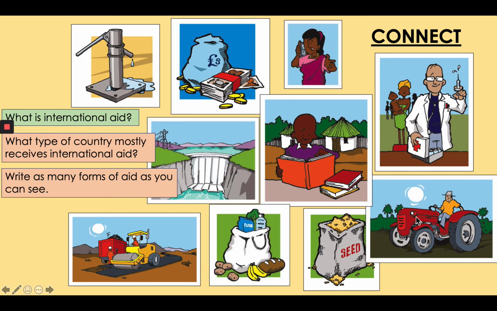Or it could be a tractor to help a farmer be more productive with their farm. It could be seeds, again, to help a farmer grow more crops. Or if you're giving short-term aid after an emergency, it could be food to help them survive. Finally, it could be developing infrastructure so that they can transport more easily. This could be in the form of roads or in the form of power stations like a hydroelectricity dam. And the final form of aid is services, so things like education or healthcare.